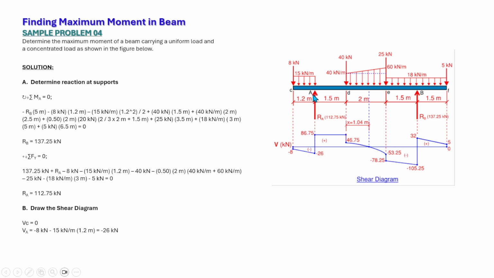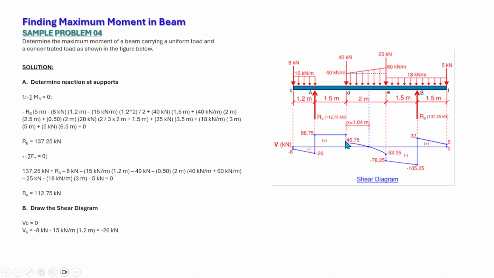So just to the right of point A, we have a reaction here, which is 112.75. So negative 26 plus 112.75, we have 86.75. So between A and D, there is no load, so our shear diagram is constant from here. By the way, from point C to A, we have a uniform load, so our shear diagram here is linear.